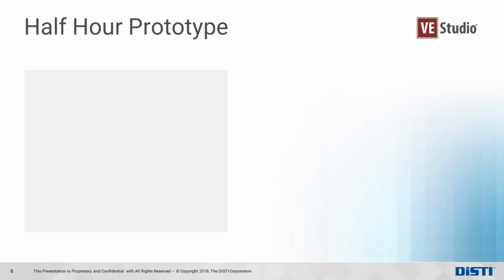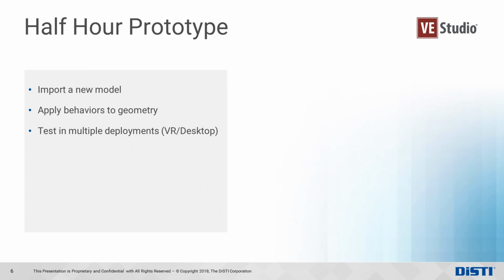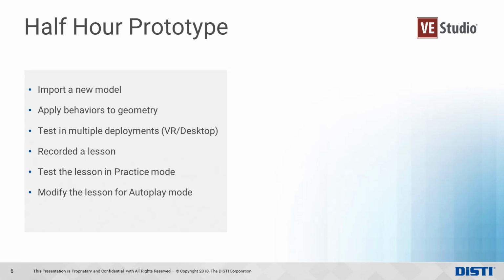So let's recap what we did here. We imported a new model. We applied behaviors to that geometry. We tested in both VR and desktop in multiple deployments. We recorded a lesson. We tested that lesson in practice mode and tweaked a couple things to make it work. We also modified it for autoplay mode. We added that camera node and we modified some of the states. And we assessed the lesson from the student's eyes in tutorial mode and in practice mode. And we did all of this in about 15-16 minutes.